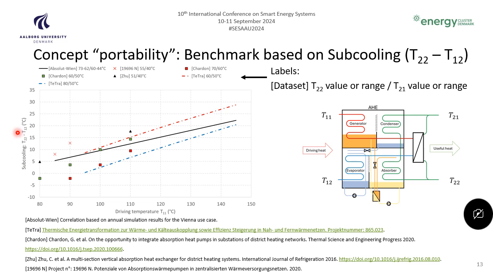The diagram shows the subcooling effect on the vertical axis as a function of the driving temperature, T11. Subcooling is defined as the temperature difference between the secondary side, T22, and the temperature at the primary side, T12, leaving the evaporator. The diagram includes our own results, represented by the black line, as well as data from other projects. Each dataset is labeled with the source and the range of secondary side supply and return temperatures, allowing for a comparative analysis of subcooling across different scenarios.